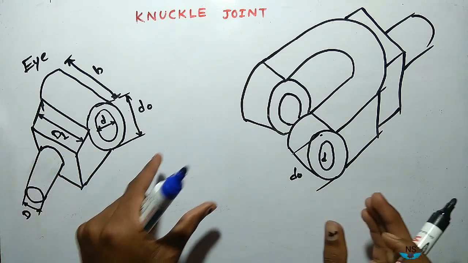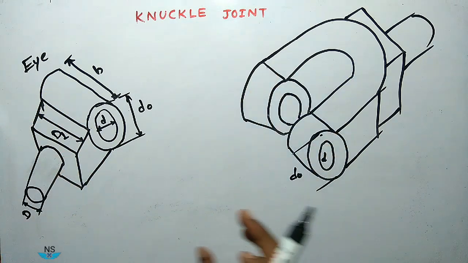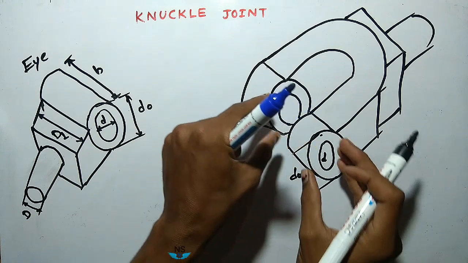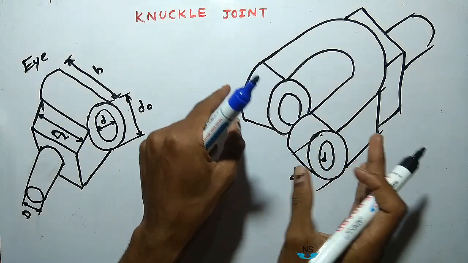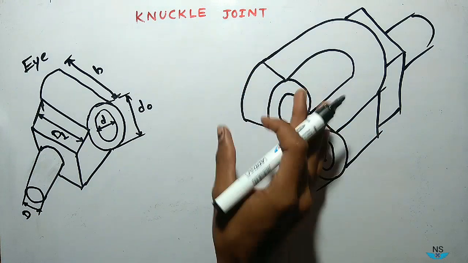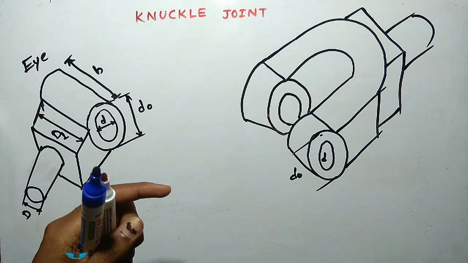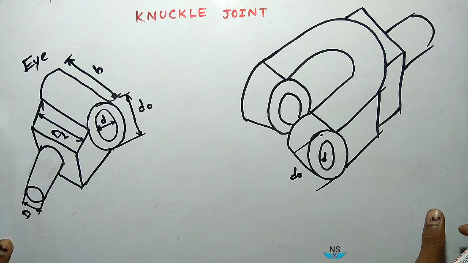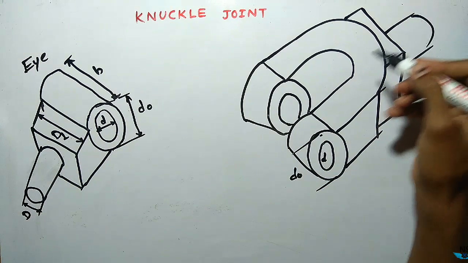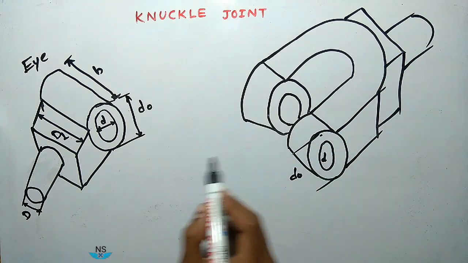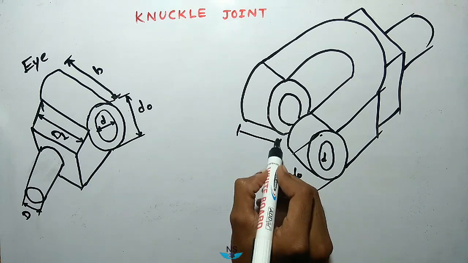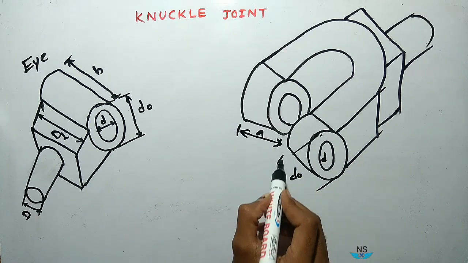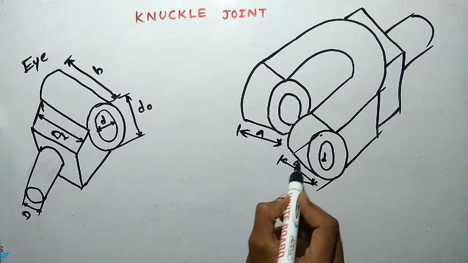This eye end inserts and fits in these two ends of the fork, and the pin fits inside the fork end and eye end. Now this thickness is A, this thickness is also A.